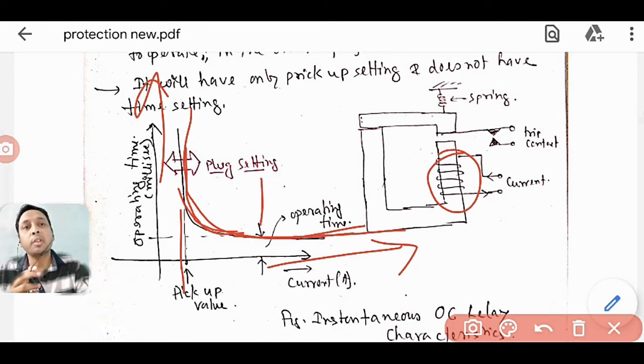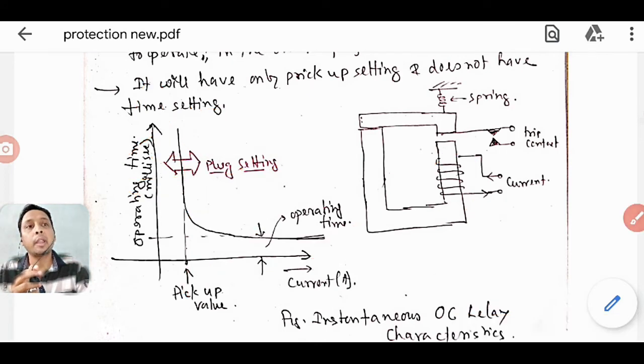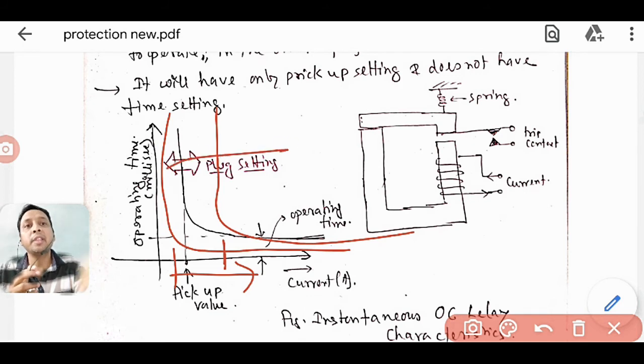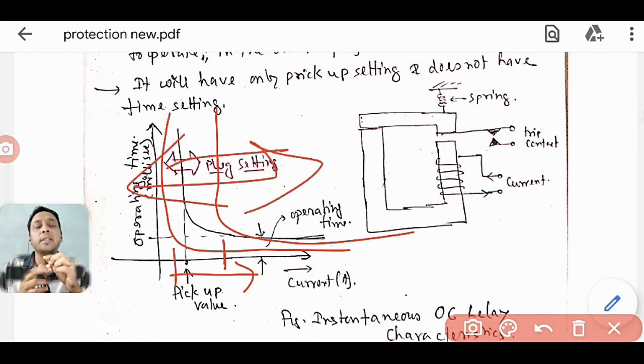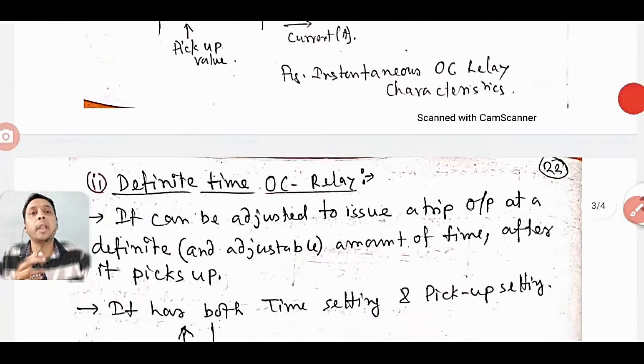So this axis you are not setting anything, it is fixed. But this axis you can set either in this direction or in this direction, because this is your pickup value. If your pickup value is more, then the graph will be shifted more towards the right. Let me draw it again. Suppose here is your pickup value, then the graph will be something like this. But if your pickup value is here, then the graph will be something like this. So you can change this flux setting. This axis you can change, but this one you cannot, because it will always remain at the same level. So this is known as the instantaneous overcurrent relay characteristic.